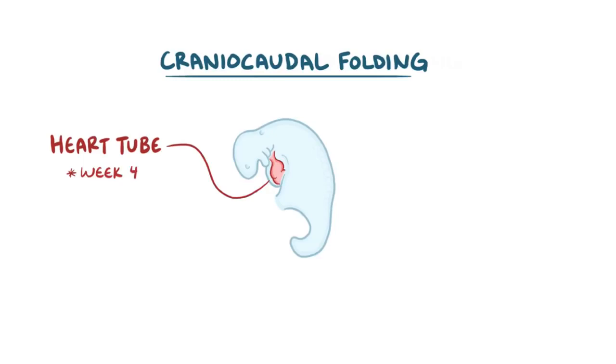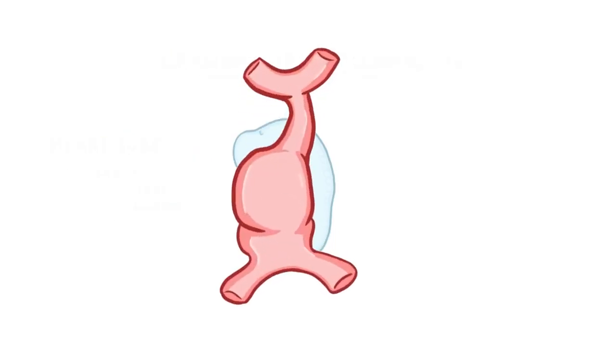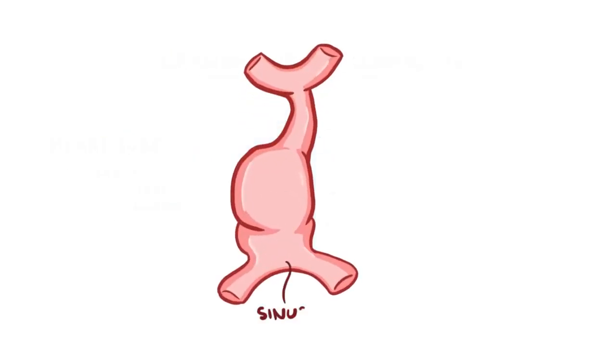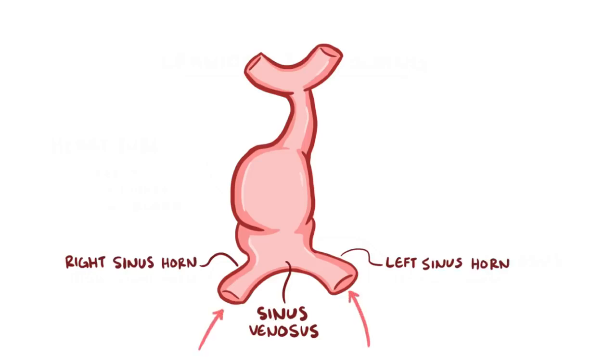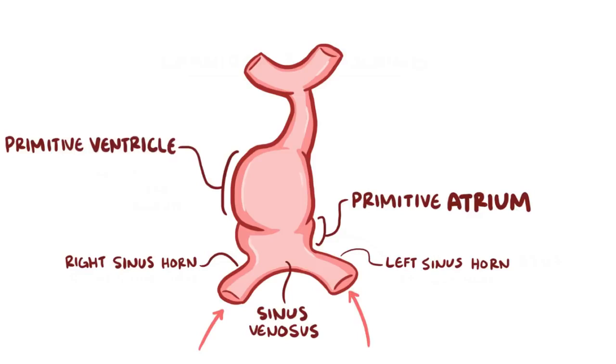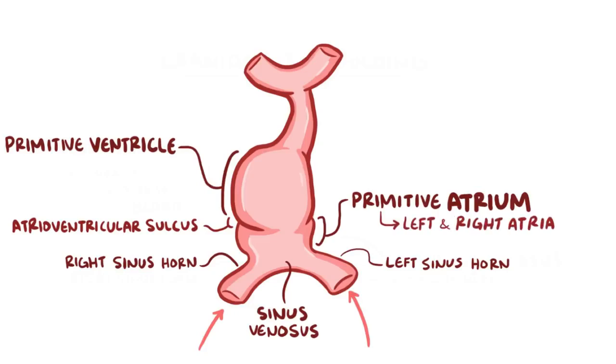By the beginning of week 4, the heart tube reaches the thorax, and blood can be seen going through the heart tube. The heart tube develops sections. First, there's the sinus venosus, which has a left and right sinus horn that bring blood in, and above that there's the primitive atrium, and then the primitive ventricle, which are separated from one another by the atrioventricular sulcus. The primitive atrium gives rise to the left and right atria, and the primitive ventricle forms the left ventricle.